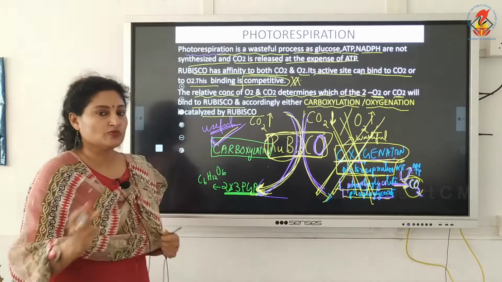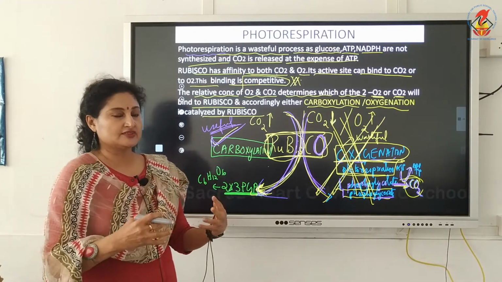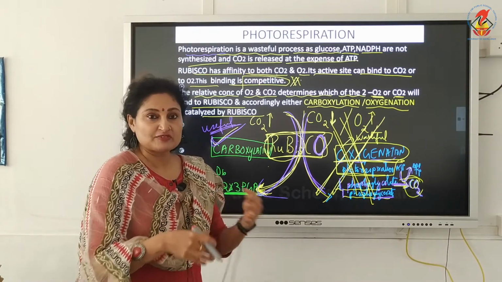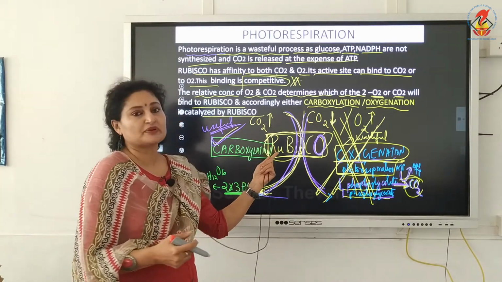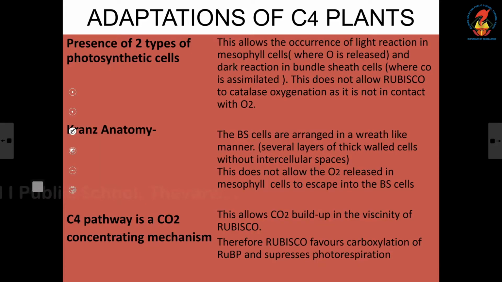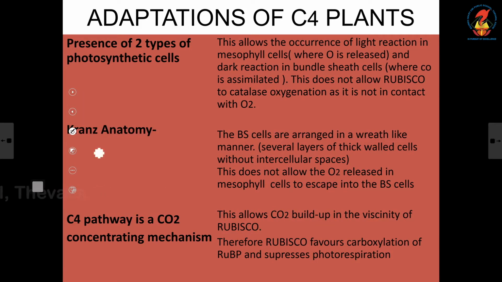This gives the reason why C4 plants have developed. You saw in the previous video with C4 plants, I incorporated 2 cells. The pathway was more complicated. The reason is to suppress photorespiration. We will get into that. Adaptations of C4 plants. The first adaptation of C4 plants is they have 2 cell types.